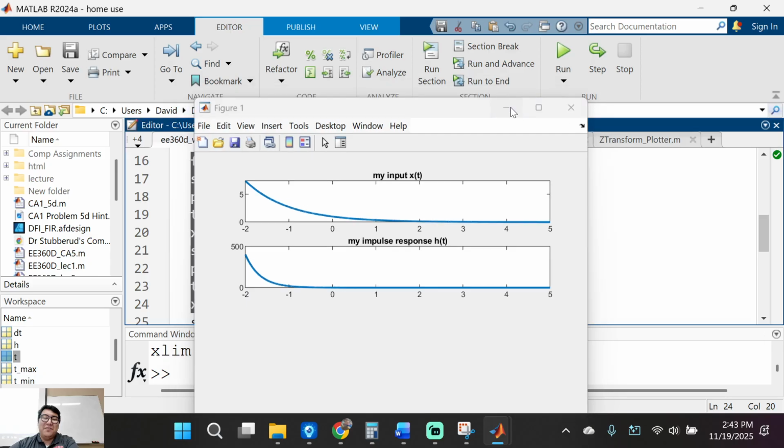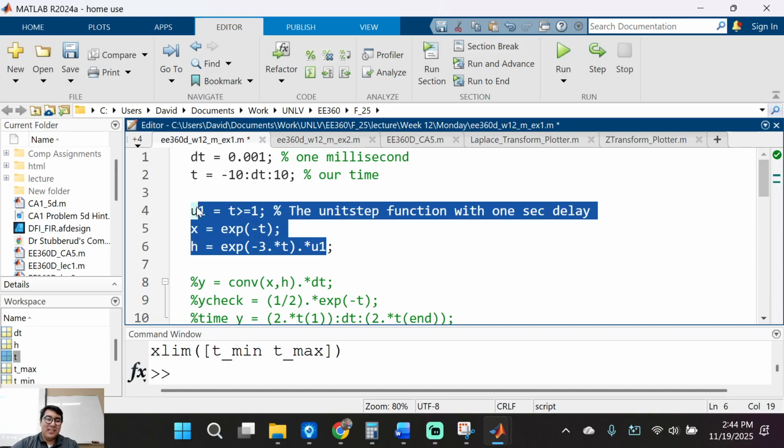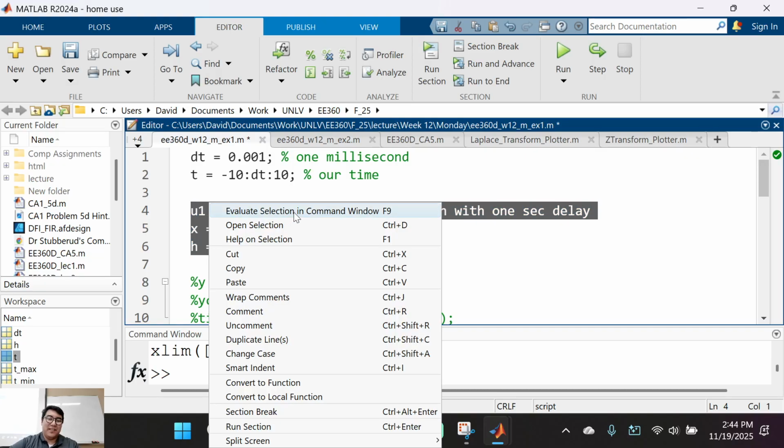Cool. What if I wanted to delay it? Let me delay it by 1 second. At t greater than or equal to 1 second, return true, right? 1 second delay. I'm going to run this. And then actually dot times u1. Let's run this puppy. F9.